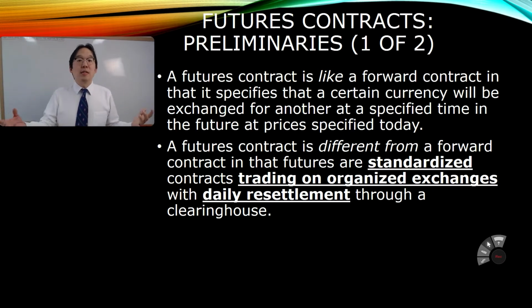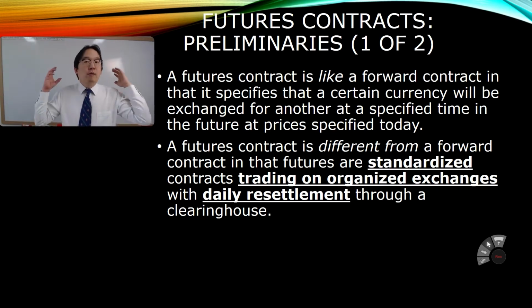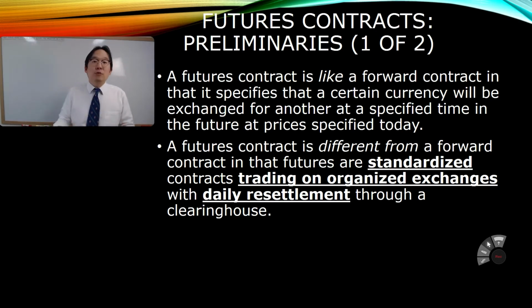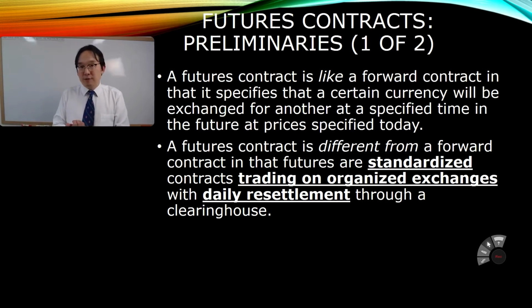Everybody understands this standardized feature so that you can buy and sell very quickly. And the contracts trade on organized exchanges, right? In forward, it's OTC, the over-the-counter market. You can make a forward contract with your friends or anybody, right? Over-the-counter means it could be a private transaction between any parties involved, right?